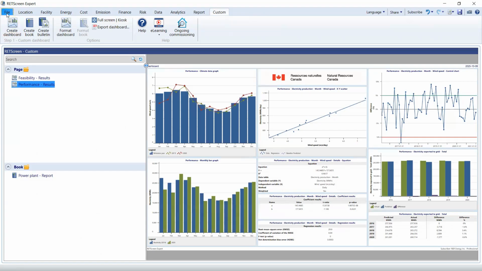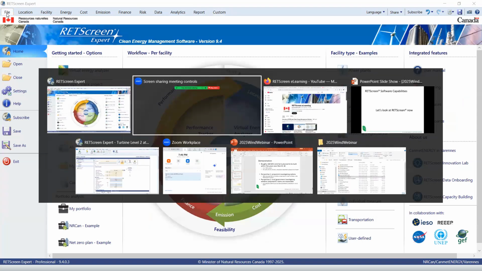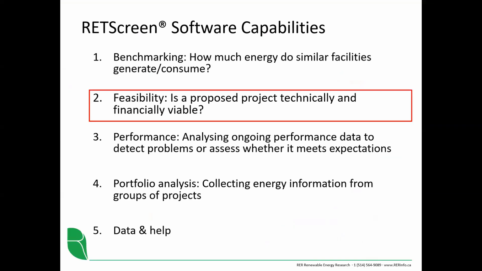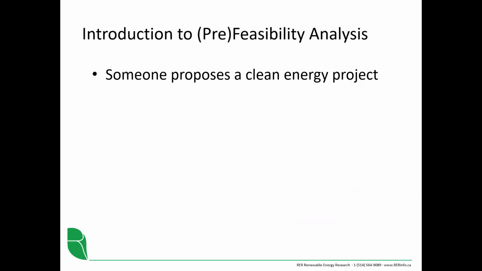So that's a quick overview, or perhaps not so quick overview, of the RETScreen software. Let's return to the presentation and talk about applying this to wind farms. And we're in particular going to look at feasibility analysis. So the idea here is that someone, perhaps it's you, is proposing a clean energy project. In our case, it's going to be a wind farm. And you have to answer the question, is this a good idea?